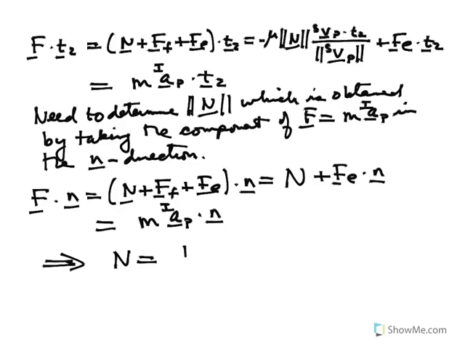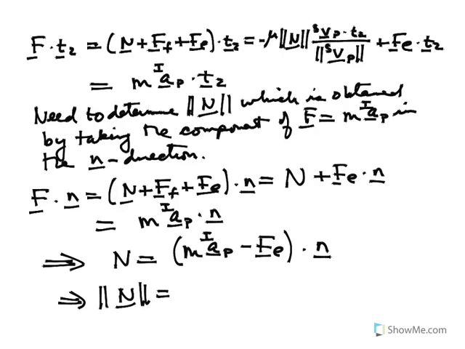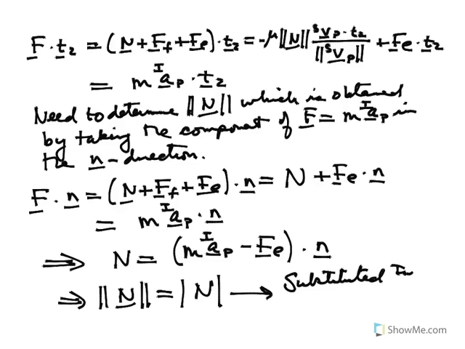You get N is equal to the mass times the inertial acceleration dotted with n minus F sub E dotted with n. And now, because this is a scalar, it can either be positive or negative, which means that the magnitude of N is equal to the absolute value of N. Make sure this is not a vector, it's the absolute value of N. And this can be substituted into the T1 and T2 components of F equals m a.